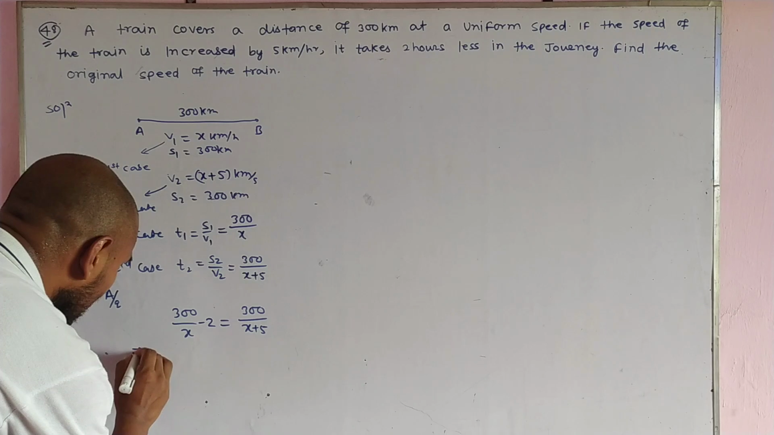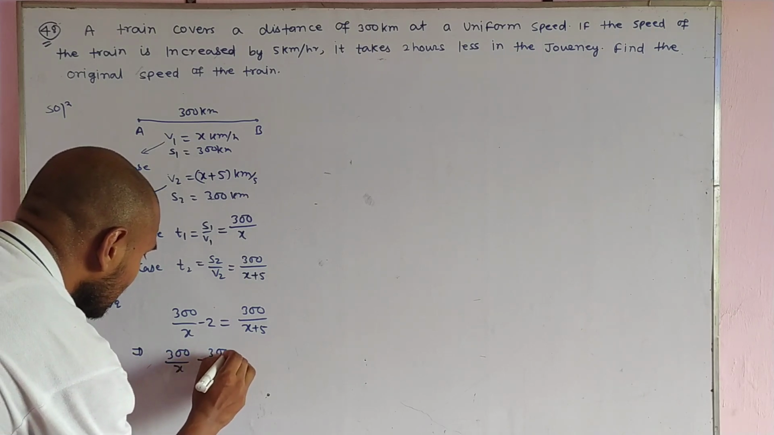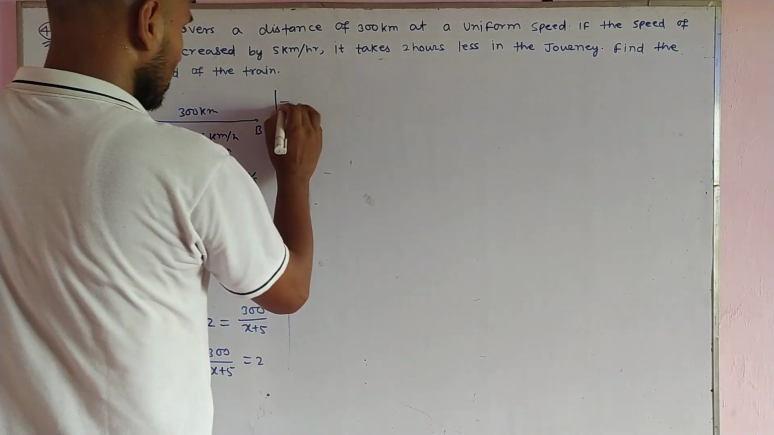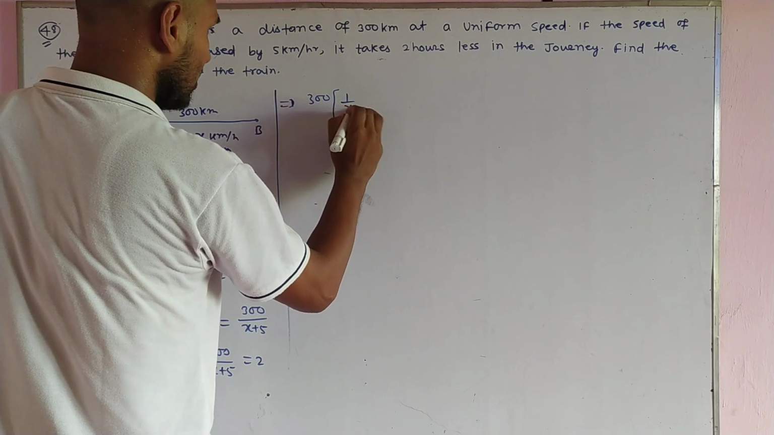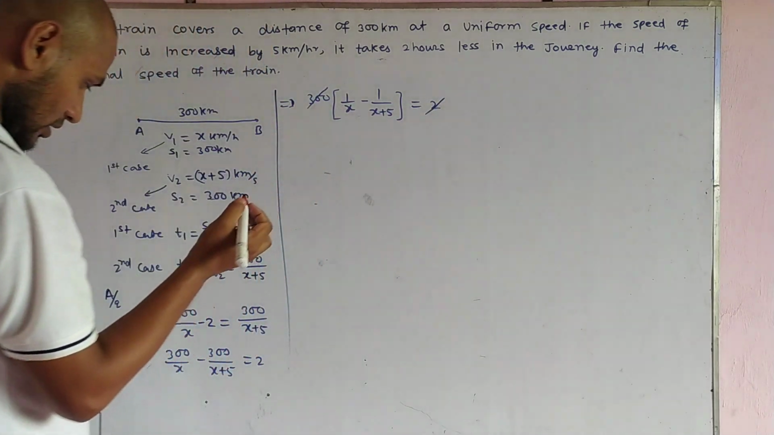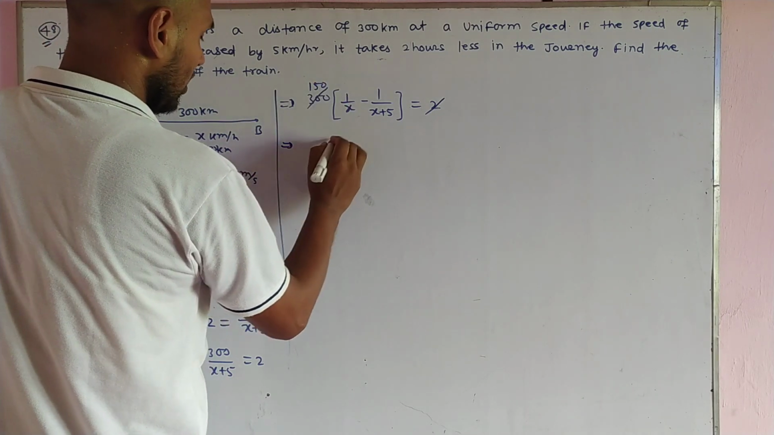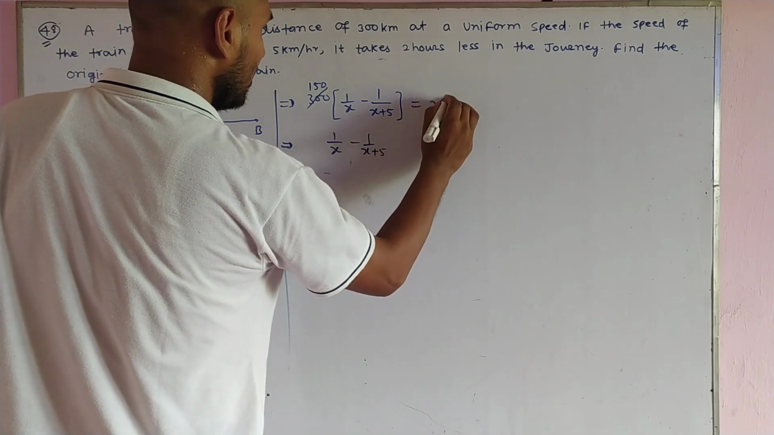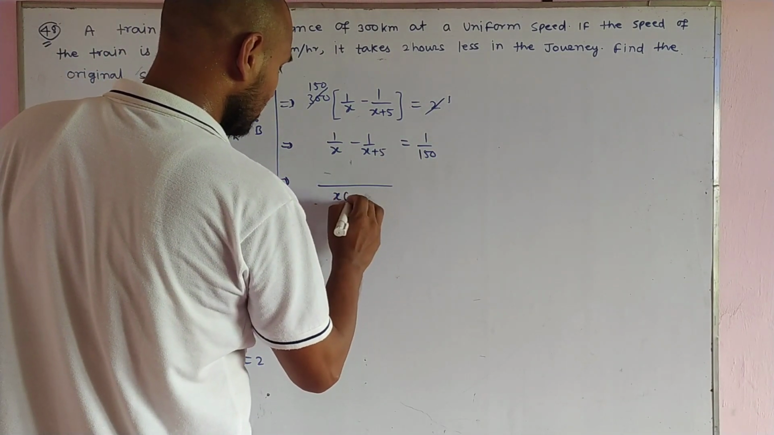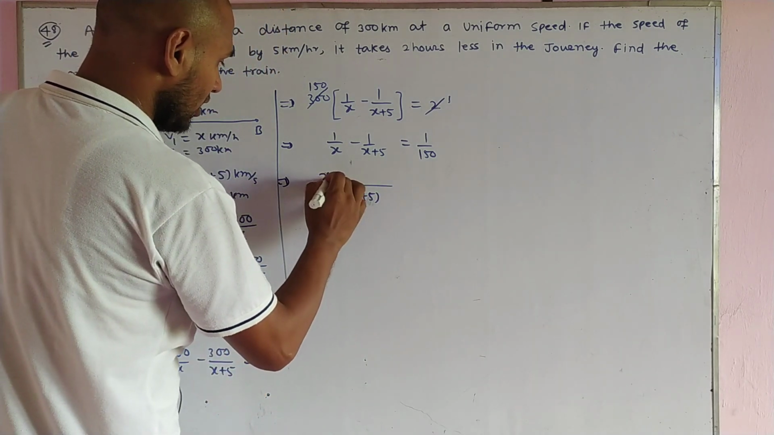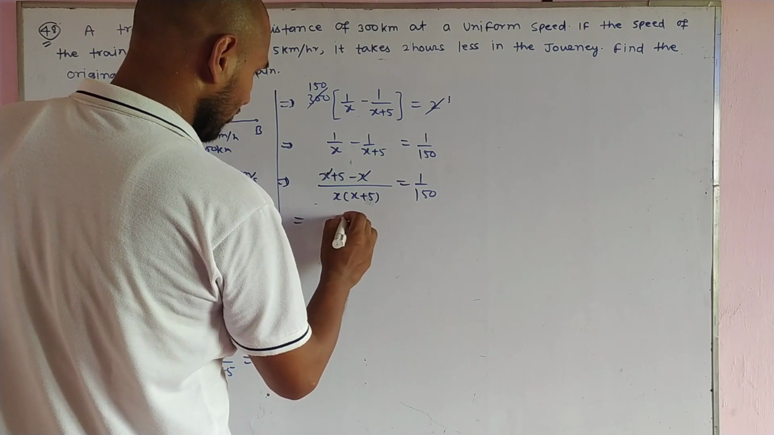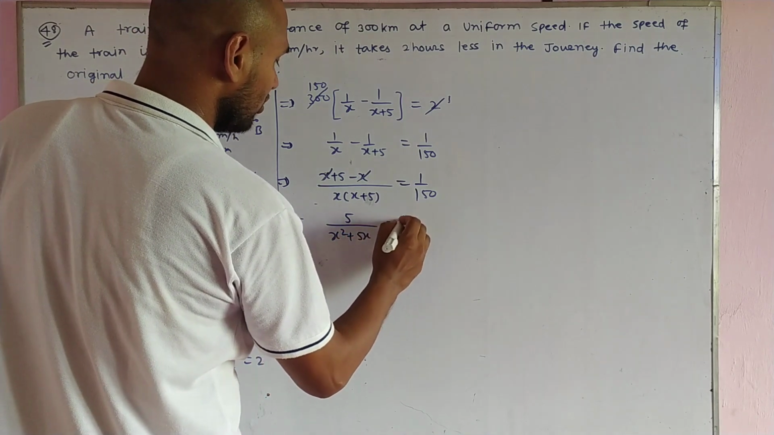So we solve: 300 upon x minus 300 divided by x plus 5 equals 2. Taking 300 common, we get 1 upon x minus 1 upon x plus 5 equals 2, and cancelling 300 by 2 we get 150. So 1 upon x minus 1 upon x plus 5 equals 1 upon 150. Taking the LCM of x into x plus 5, x plus 5 minus x, the x cancels out and it becomes 5 upon x square plus 5x equal to 1 upon 150.